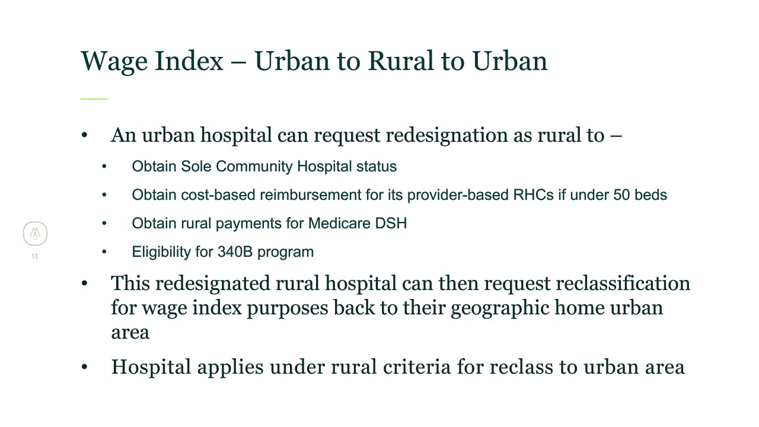One thing that we've seen in the last couple of years is what's called an urban to urban reclassification. Sometimes an urban hospital will request a change in its urban designation to rural, and this can be for various reasons. We have an abbreviated list of reasons on our slide. But for wage index purposes, using the geographic reclassification process, a rural hospital can reclassify back to its home urban area in order to receive a higher Medicare payment. This has been a popular trend the last couple of years, and if you are a hospital in this situation, you should give it some consideration.